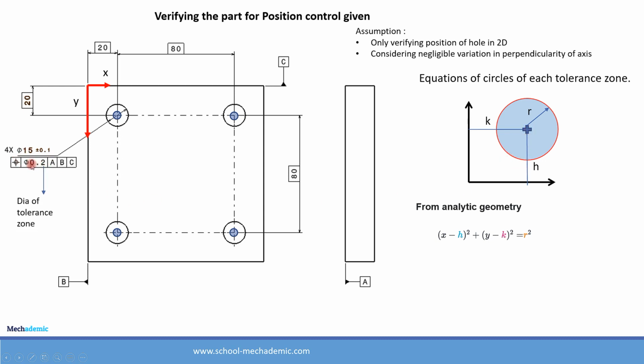So this value in the feature control frame, 0.2, is basically giving us the diameter of the tolerance zone. So the diameter of the tolerance zone is 0.2. So the condition for acceptance will be (x − h)² + (y − k)² should be less than or equal to the radius of the tolerance zone squared, which is this r over here. So which is half of 0.2, which is 0.1 squared. So (x − h)² + (y − k)² should be less than or equal to 0.1². That is the condition for acceptance.